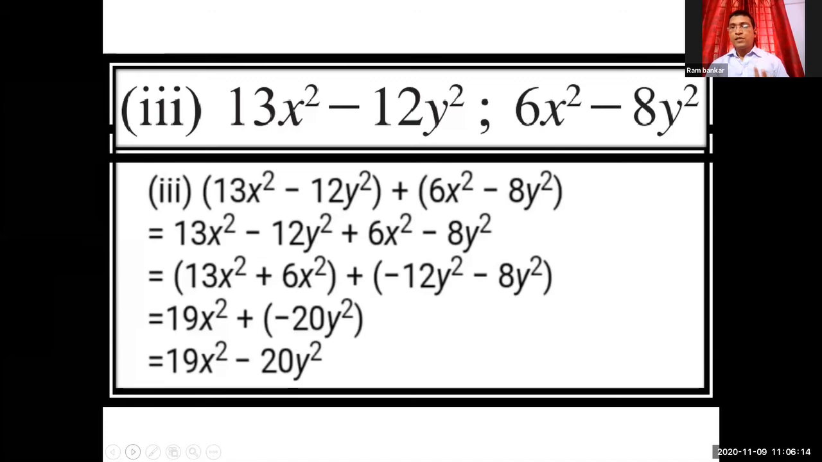We have to add and put the sign of the bigger number. So minus 12 plus minus 8, 12 plus 8, 20. And why have we written minus? Because the bigger number is 12 and it has the minus sign, so minus 20y square. So 19x square minus 20y square is the answer. Look at the next slide.